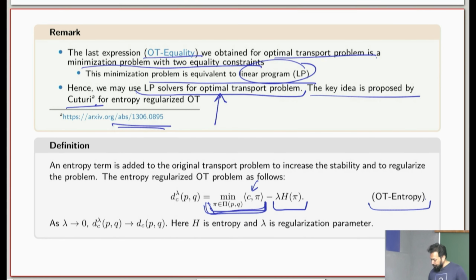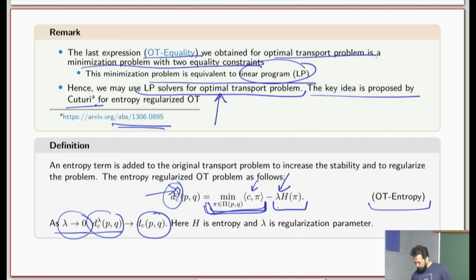Here, as lambda tends to 0, the D_C^lambda, the regularized OT, if you notice the notation, you have this additional lambda here now. The original OT problem was just D_C. It depends on the cost, right? But now after regularization we have a lambda here. So this is the entropy regularized OT, and this is the original OT distance. What we are saying is that as lambda tends to 0, this term will go to 0, and what I get back is D_C, which is the original OT.